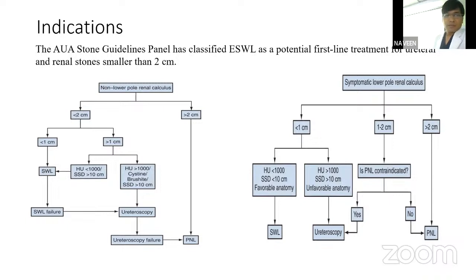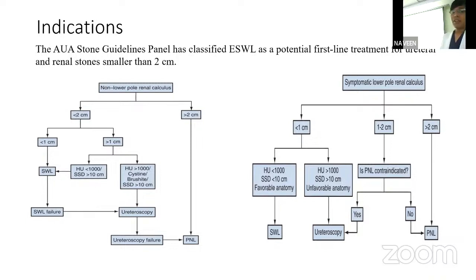If the stone size is less than 10 centimeter, we will go for shock wave lithotripsy. If it fails, we will go for ureteroscopy, and if ureteroscopy fails, we will go for PCNL. If the stone size is more than 2 centimeter, we should directly go for a PCNL procedure, not for ESWL. If the stone HU value is more than 1,000, or it is a very hard stone like brushite or calcium oxalate monohydrate stone or matrix stone, we directly go for a ureteroscopy procedure, or if it fails, go for a PCNL.